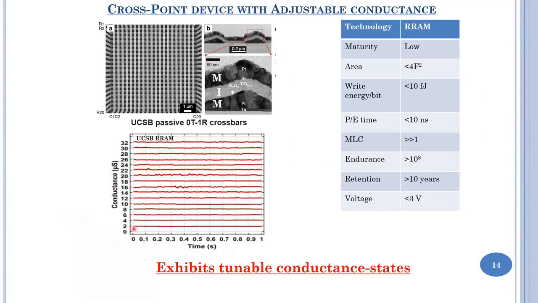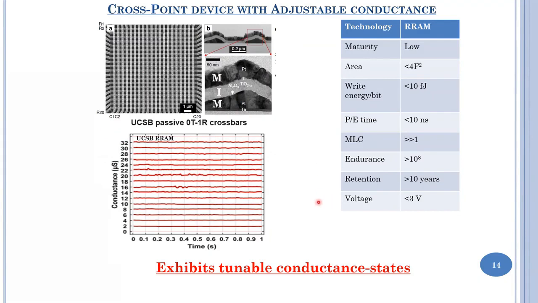So you had these resistance states ranging from 2 microsiemens to 32 microsiemens, and you could tune to each of these intermediate conductance states, and then they also retained their value. Here I tested them only for 1 second, but you can see that they do not change their value even if you go till 10 years. So it satisfies all those criteria which are required for that adjustable conductance in the crosspoint array device.